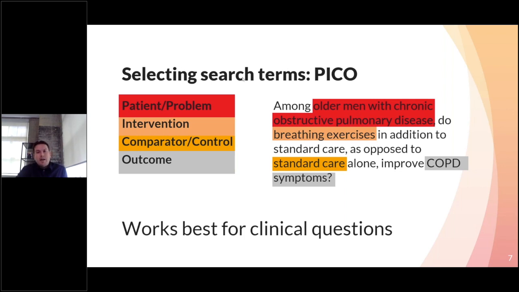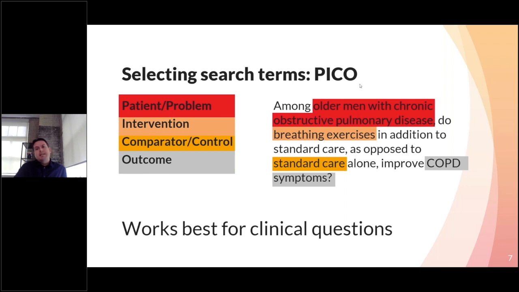So the first model that we're going to talk about today for identifying search terms is this PICO model. So this is really big in the health sciences, if you're a health sciences student, and it works best for clinical questions that have an intervention compared to a comparator or control group. So PICO simply stands for patient problem, I intervention, C comparator or control group, and O for measurable outcome.